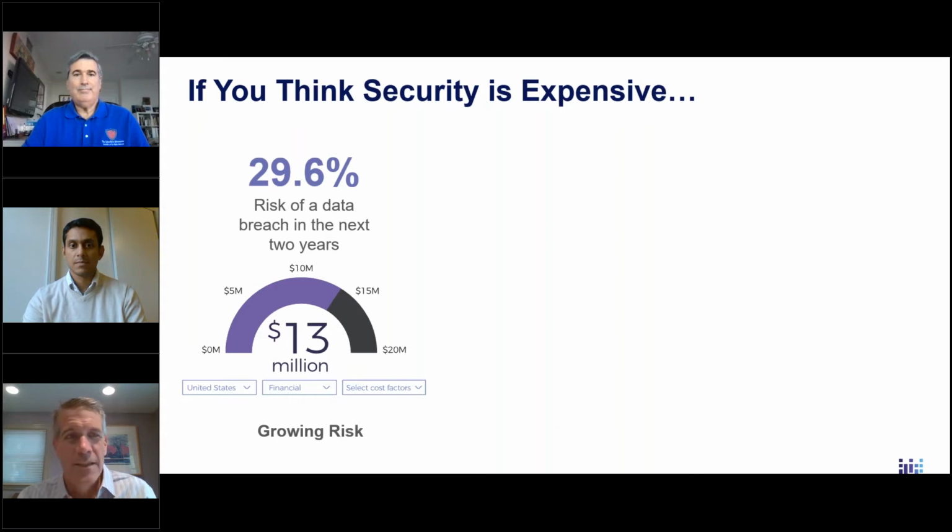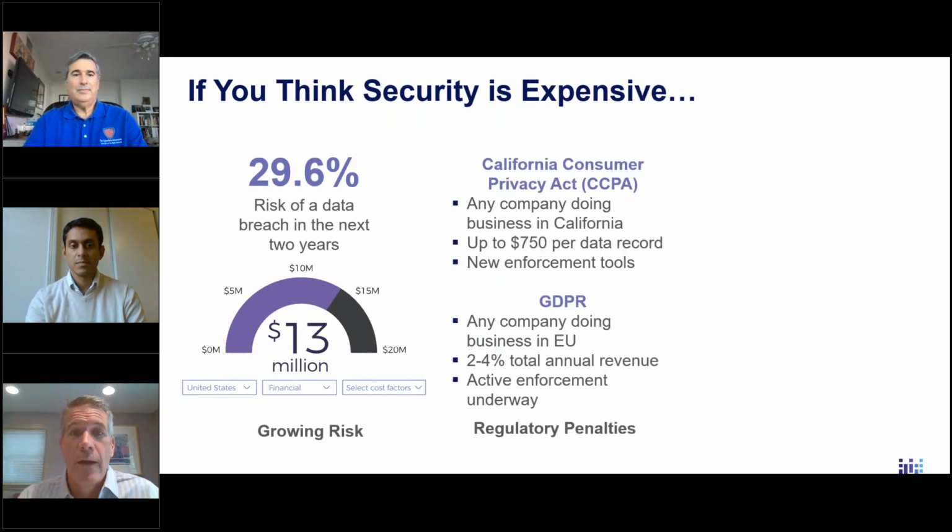And just a few statistics that may help illustrate this. Roughly 30% of organizations are going to have a data breach in the next 2 years. The average cost of that data breach for a financial services company runs about $13 million. So there's real risk and real money associated with not being secure.